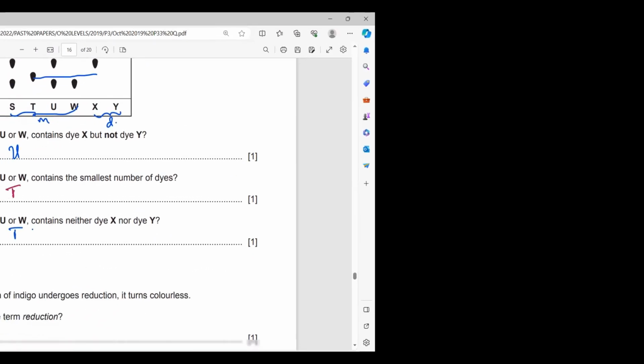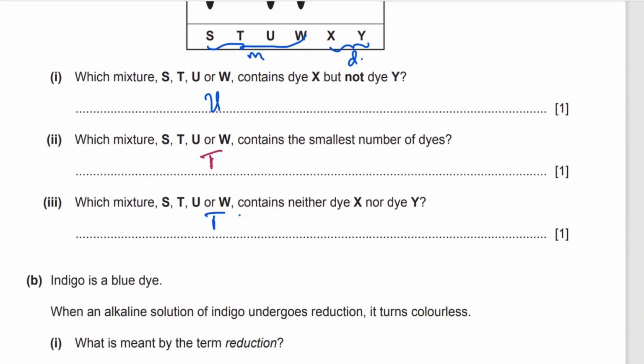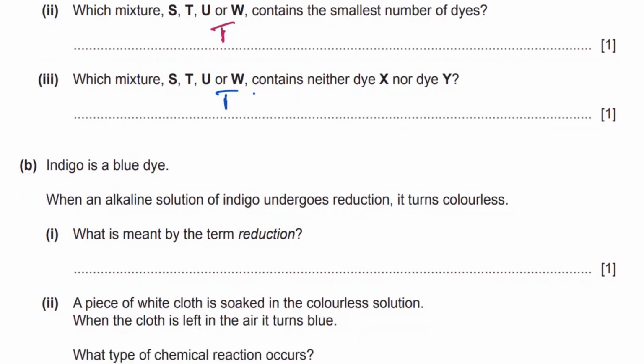All right, let's look at the optional questions here. What is meant by the term reduction? So you could tell them that it is the loss, or is it the gain? Reduction should be the gain. Gain of what? Gain of electrons. You could also tell them that it is the removal of oxygen from a substance.